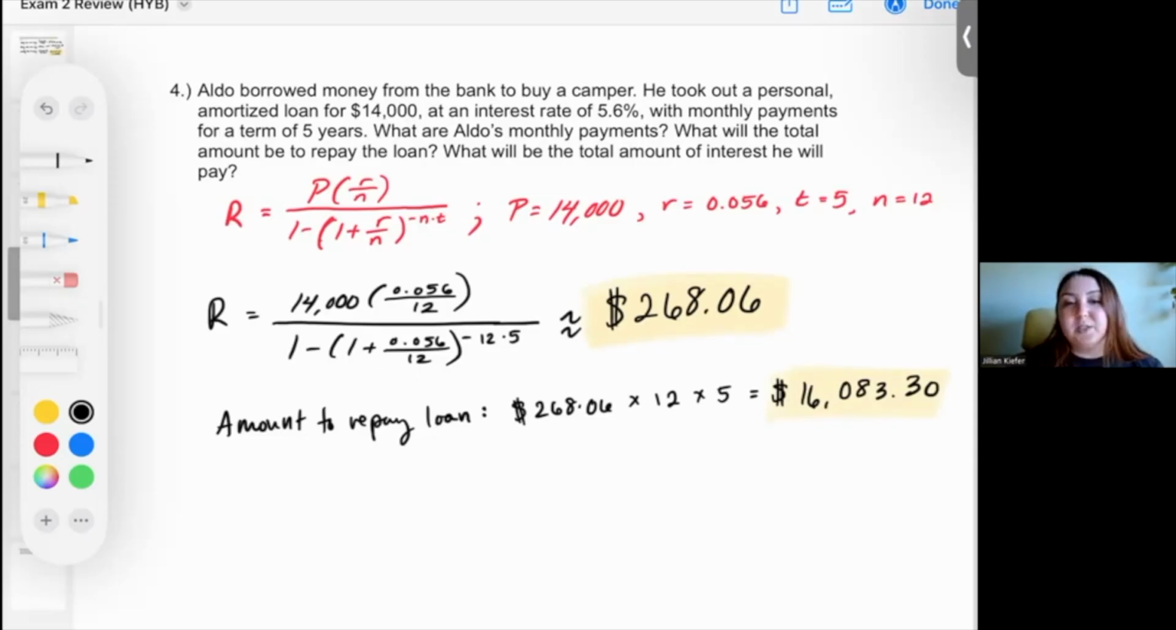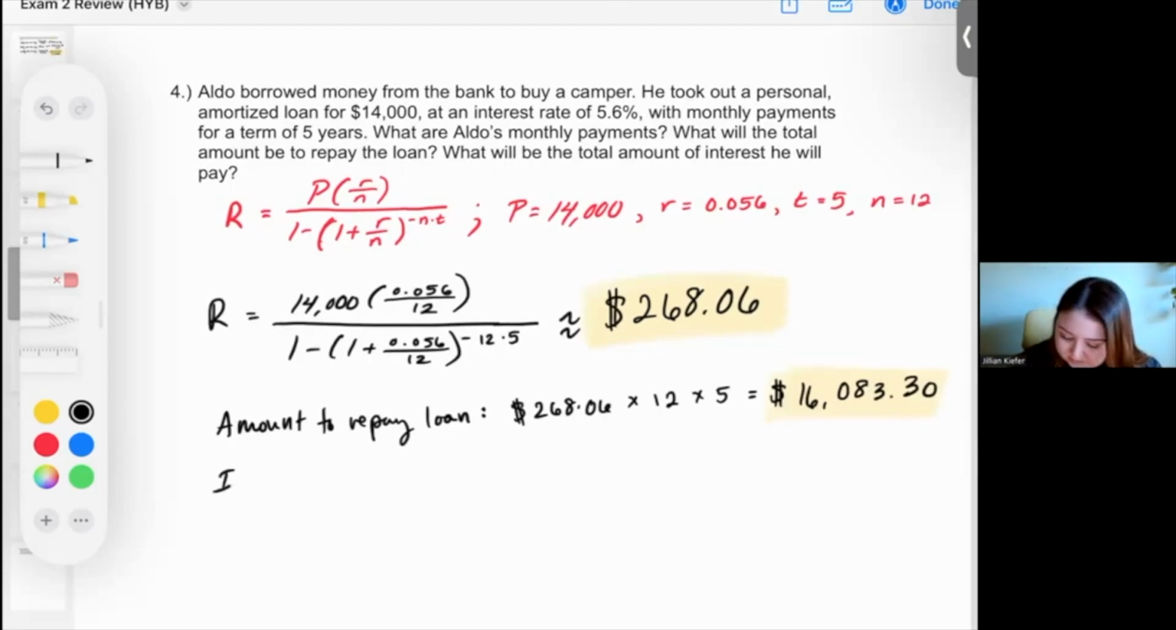Now our last question here is, what's the total amount of interest he ends up paying? Our interest is going to come from our final payment minus our principal. That's how much interest we would have paid on top of our principal amount. So our interest is equal to the amount after a certain amount of time minus the principal. So for us, that would be $16,083.30 minus the original amount of $14,000.